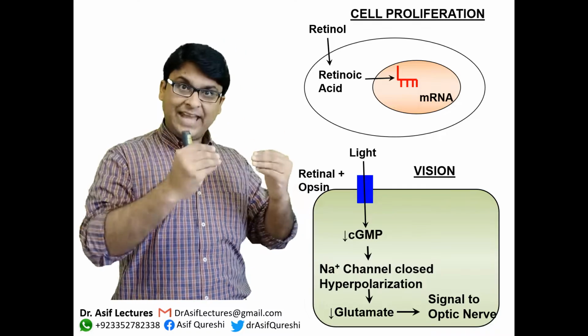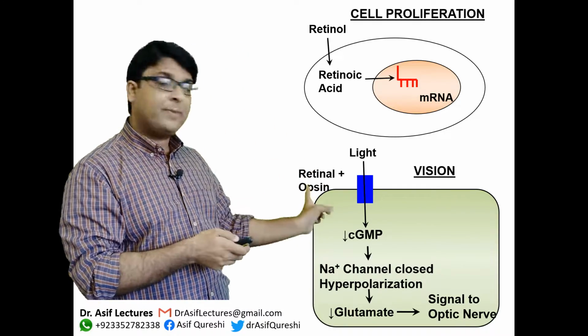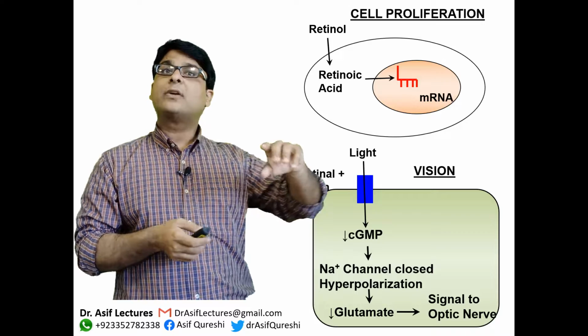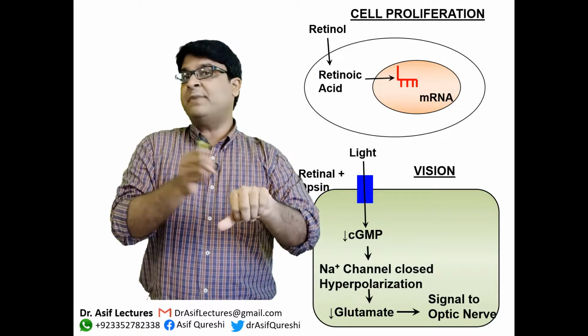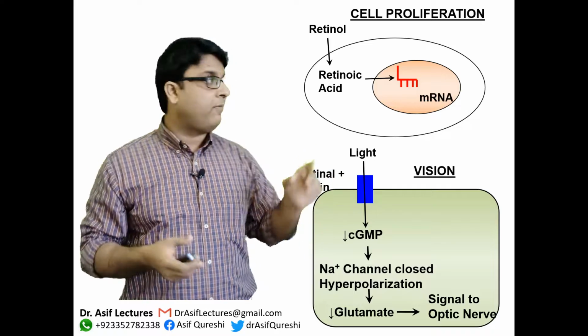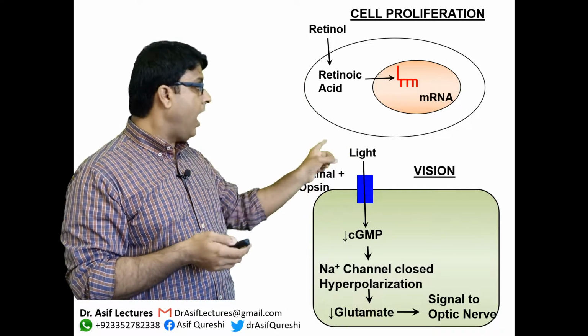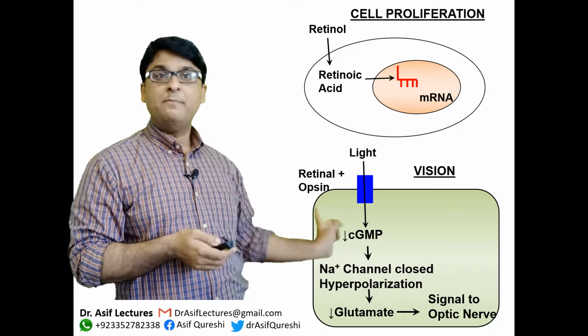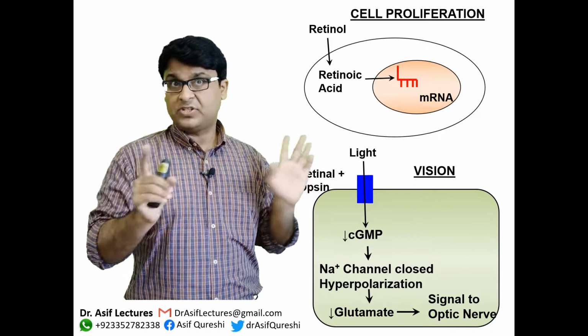So what happens in light? As soon as light is there, glutamate levels go down. And once the glutamate levels go down, the inhibitory factor is gone, and now you start seeing things. So that is the job of retinal in the presence of light, makes you see. This is a very important pathway.